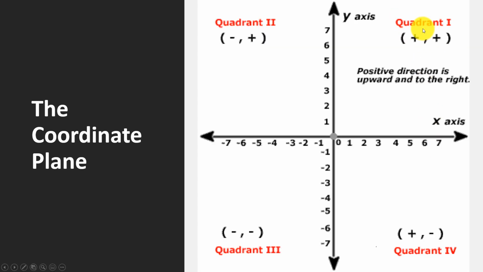Here's the 4 quadrants, 1, 2, 3, 4. You can see it goes counterclockwise. This is the x-axis. It's like a number line. Here is 0. Numbers to the left of 0 are negative. Numbers to the right are positive. And then now we have the y-axis. Here's 0. Values above 0 in the vertical direction are positive. Values below 0 in the vertical direction are negative.